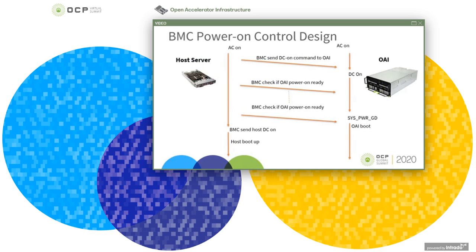This page is about BMC power on control design. Host BMC will send DC on command to OAI BMC for power on. Then keep polling, checking if OAI power on until the OAI system power good signal is ready. Then after the OAI boot, host BMC will send command to power on host to sync the power on sequence between OAI and host, as well as getting the OAI healthy status from OAI BMC to host. Host BMC has IPMB channel added to communicate to OAI BMC.